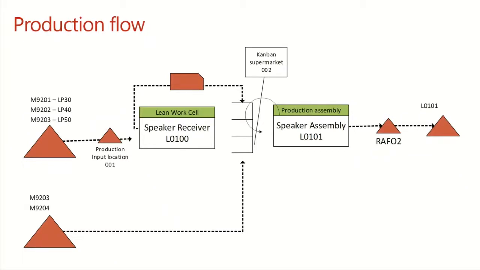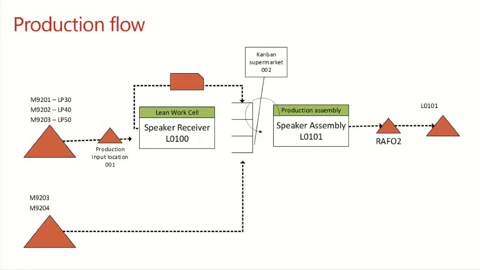These numbers represent what we call a license plate, and that is equal to what you might know as a pallet. So these components are stored on a handling unit called the license plate. These components are drawn into the lean work cell in order to assemble the speaker receiver.